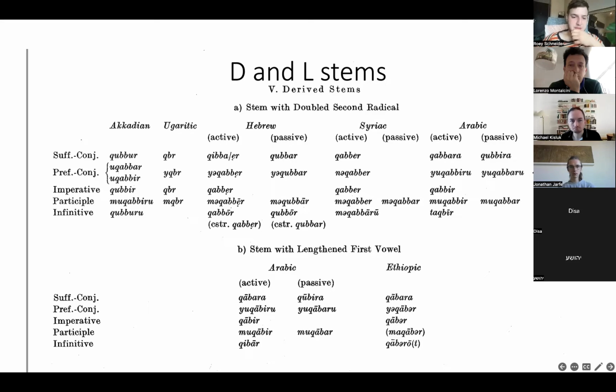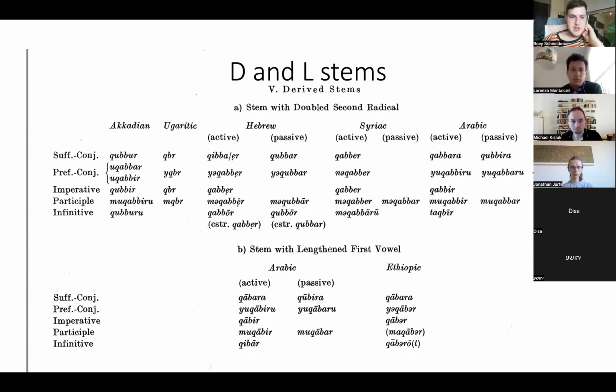Gez specifically, yeah. And then we have the L in Arabic, habara, Ethiopic kabara. This, of course, means to bury. I'm not sure it has any meaning in the D or L stems, but I don't know, maybe. But this is just to show the paradigm.